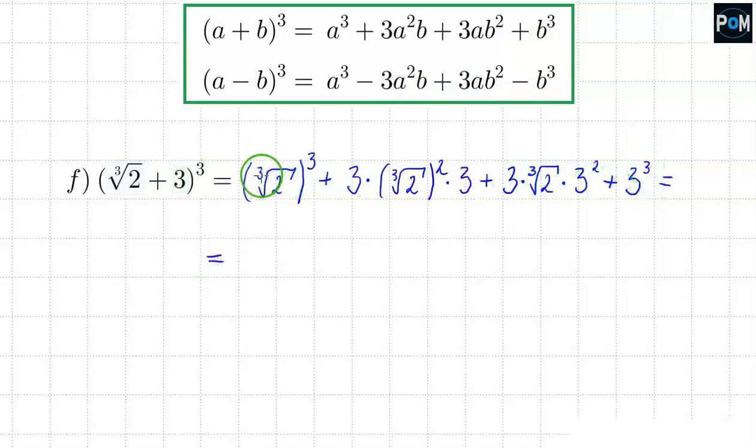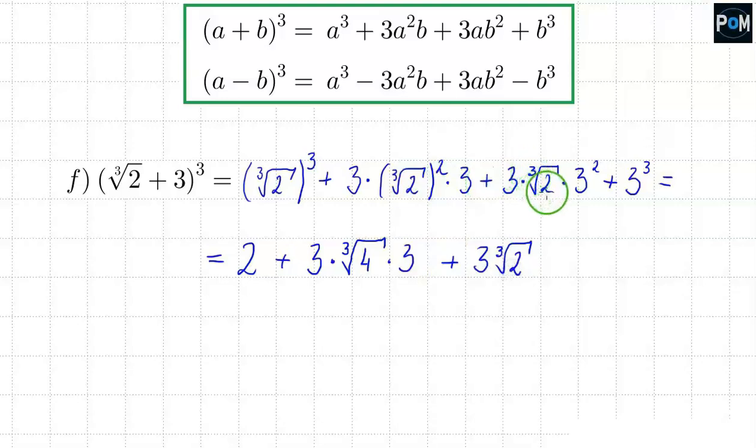We raise a cube root to the third power, the root and power cancel each other out, resulting in the number 2. Plus 3 times, and here we need to exponentiate the root. If we square this root, we get the cube root of 4. Because this square acts on this 2. Times 3 without change. Plus 3 cube roots of 2 stay the same, and times 3 squared, which is 9. Add 3 to the power of 3, which is 27. With the 2 we can't do anything.